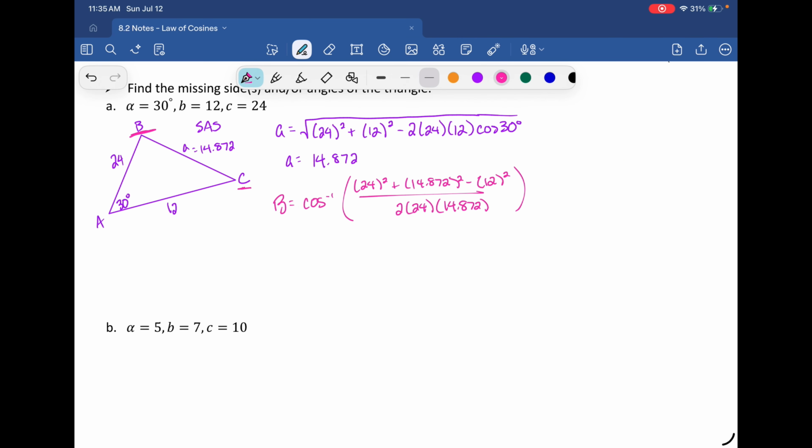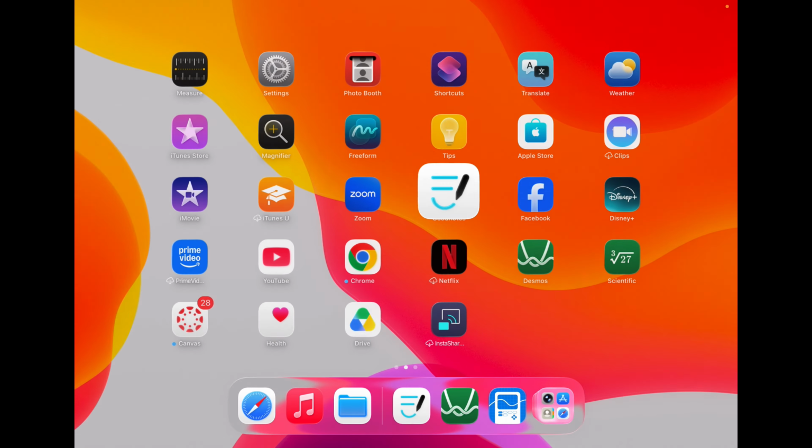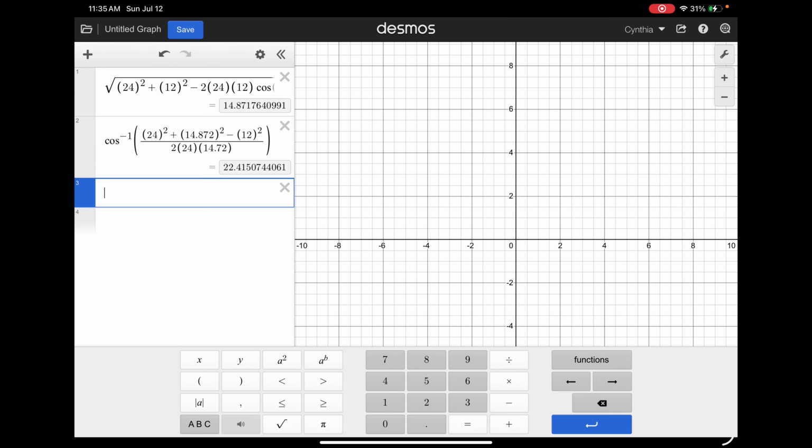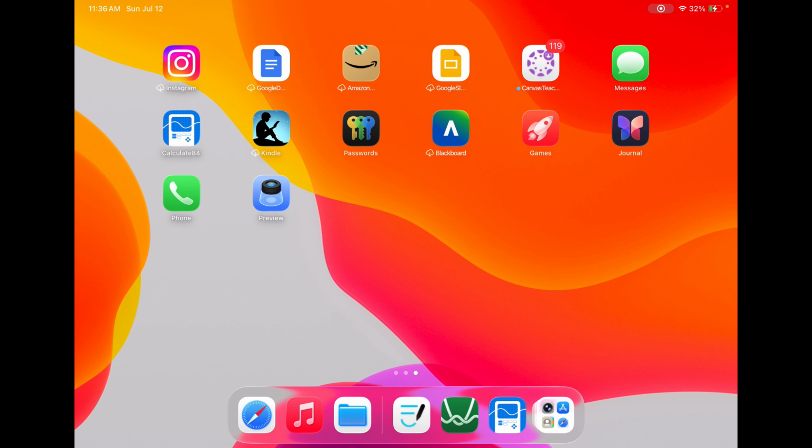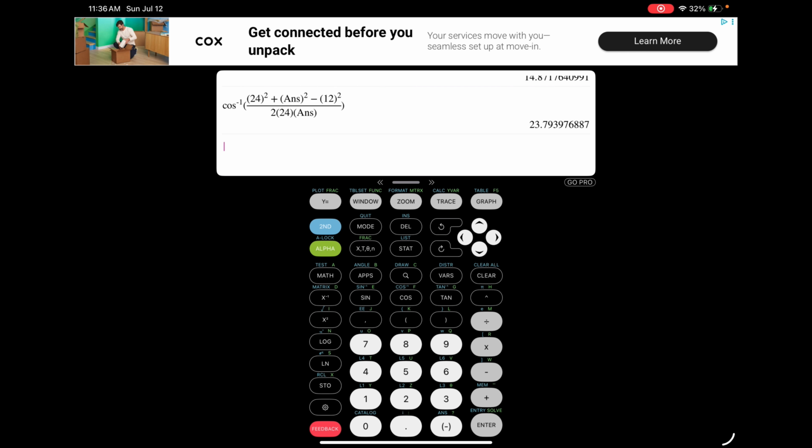I've got this entered in both Desmos and in my graphing calculator. I've been accidentally using the graphing here, so when you use the graphing calculator to do your calculations, which you can do, it doesn't give you the option to use the previous answer. So I just put it in as a decimal, 14.872, and we get 22.415. And then in my emulator, well, I did something wrong.